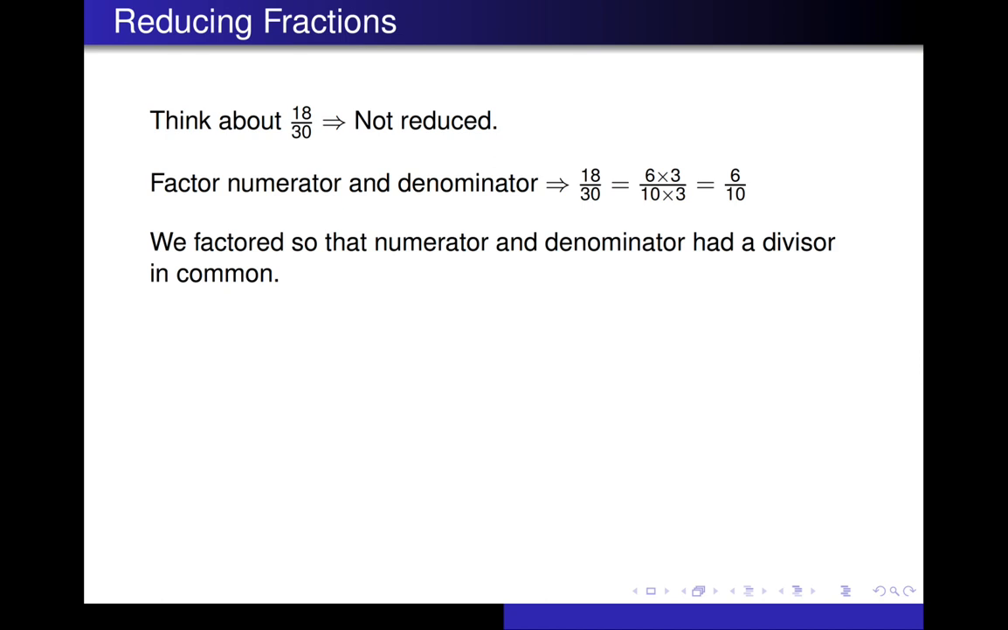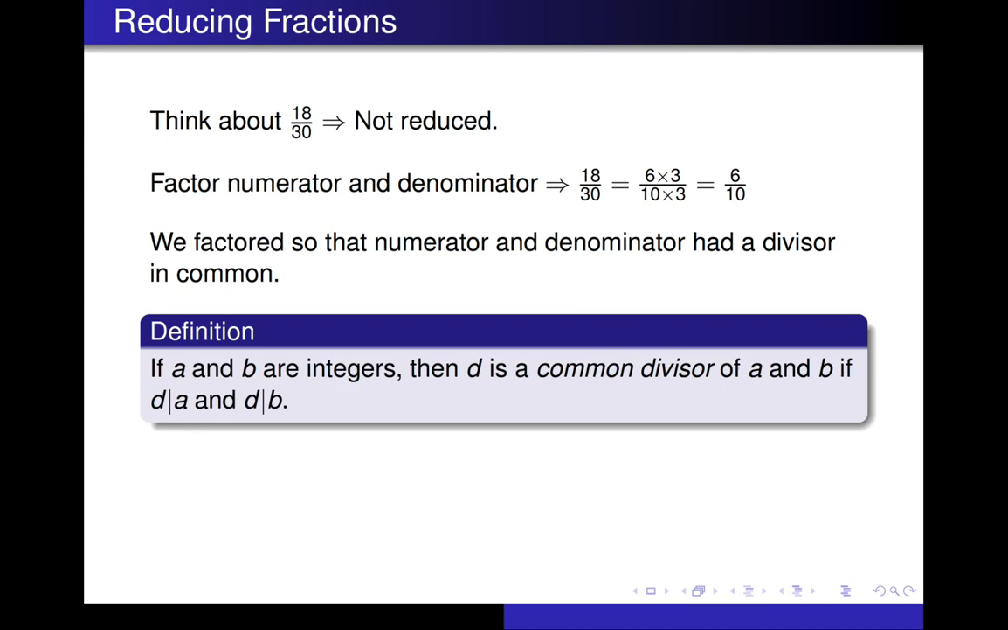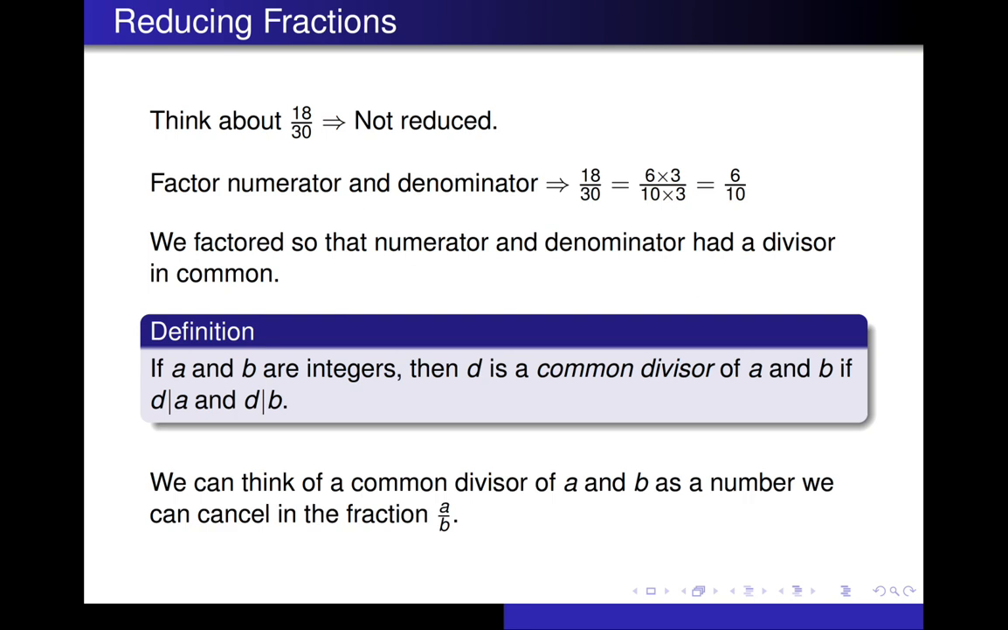The idea is we want to factor the numerator and denominator so that we could see that they had a divisor in common. So what we mean in general is if we have two integers a and b, we say that d is a common divisor of a and b if d divides a and d divides b. In other words, if d is a factor of both a and b. And one way you can think about this, if it's helpful, is you can think of a common divisor of a and b as a number that we can cancel whenever we have the fraction a over b.